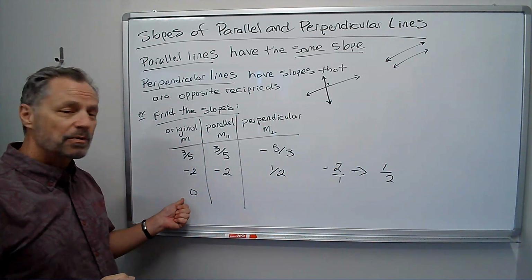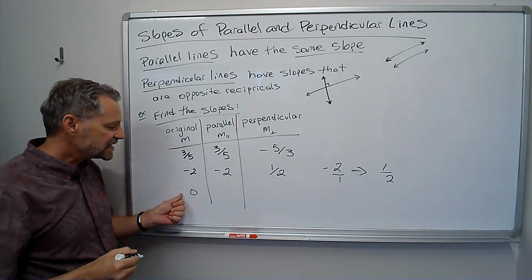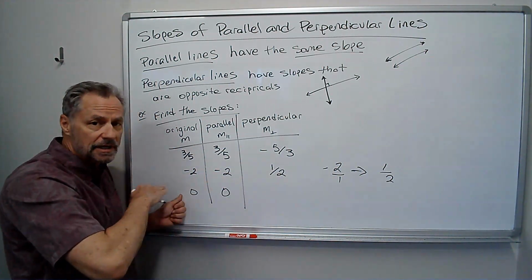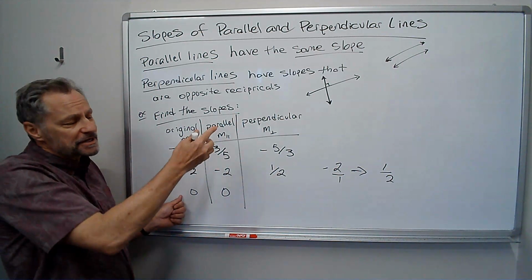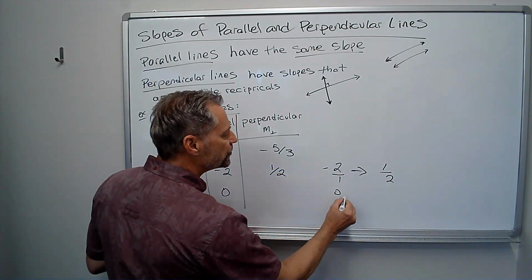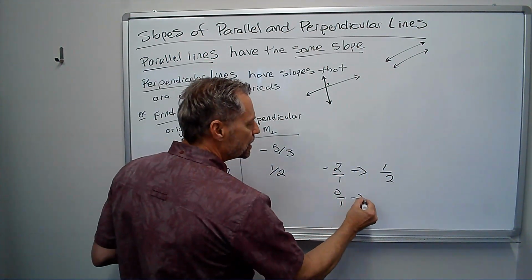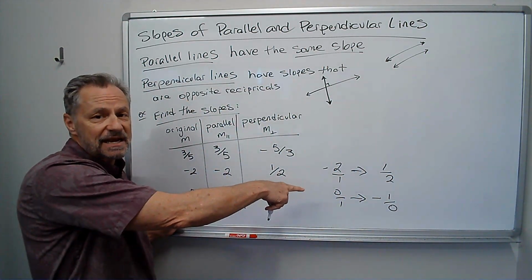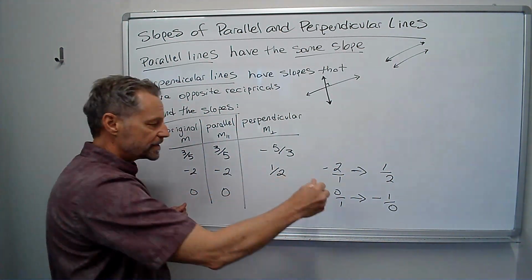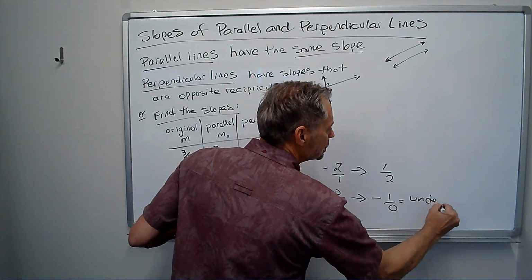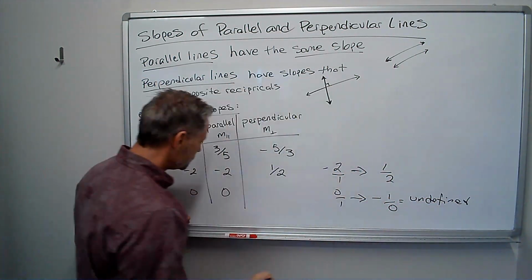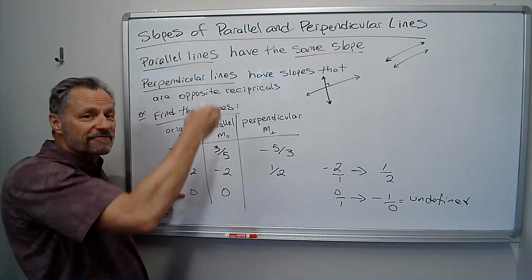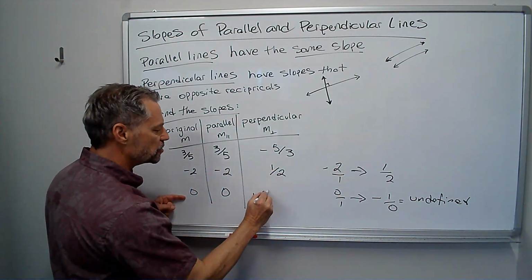Okay, and then one last one. If the original line has a slope of 0, any line parallel has that same slope of 0. If you remember, that's a horizontal line. Now, the perpendicular one is a little tricky. If I change the sign and flip it over, oh wait, I can't have 0 at the bottom. That's undefined. Remember, a slope of 0 is a horizontal line, so perpendicular to that is going to be a vertical line, which has undefined slope.